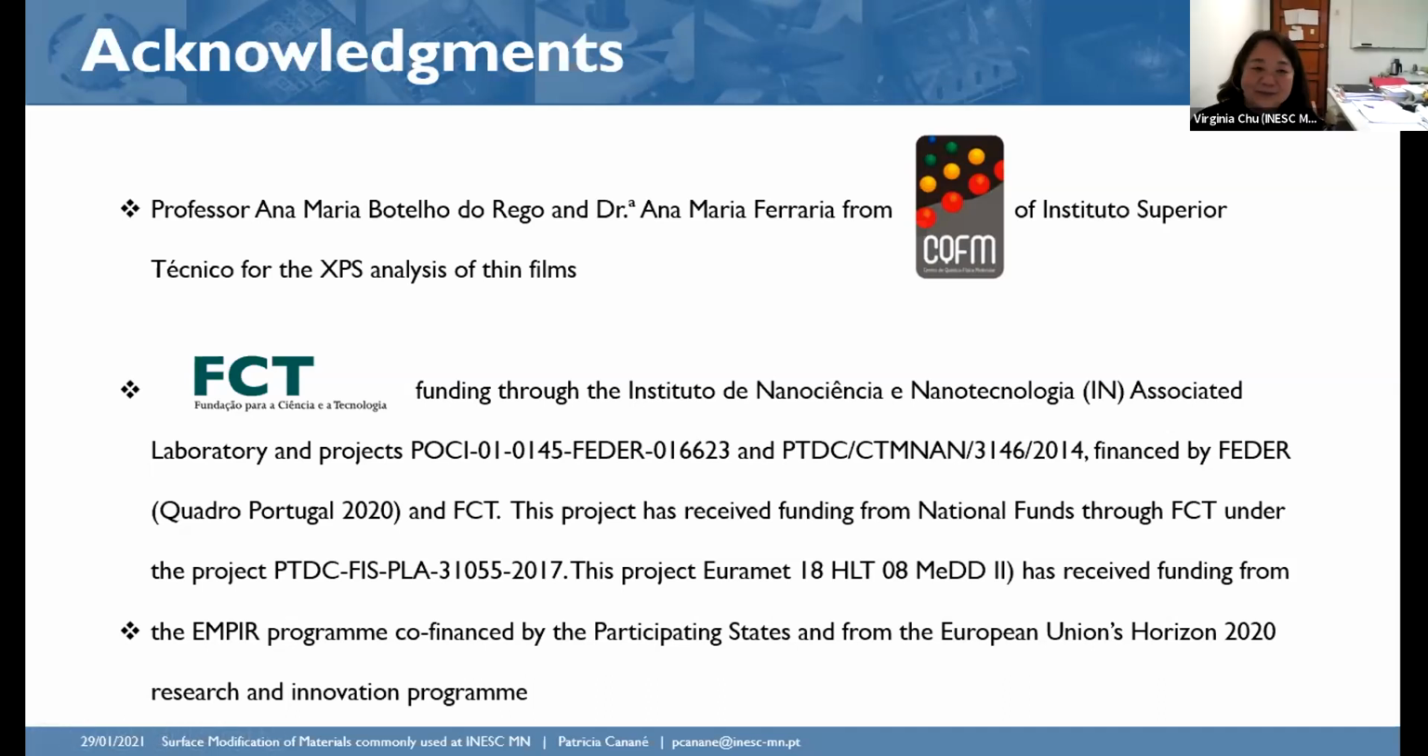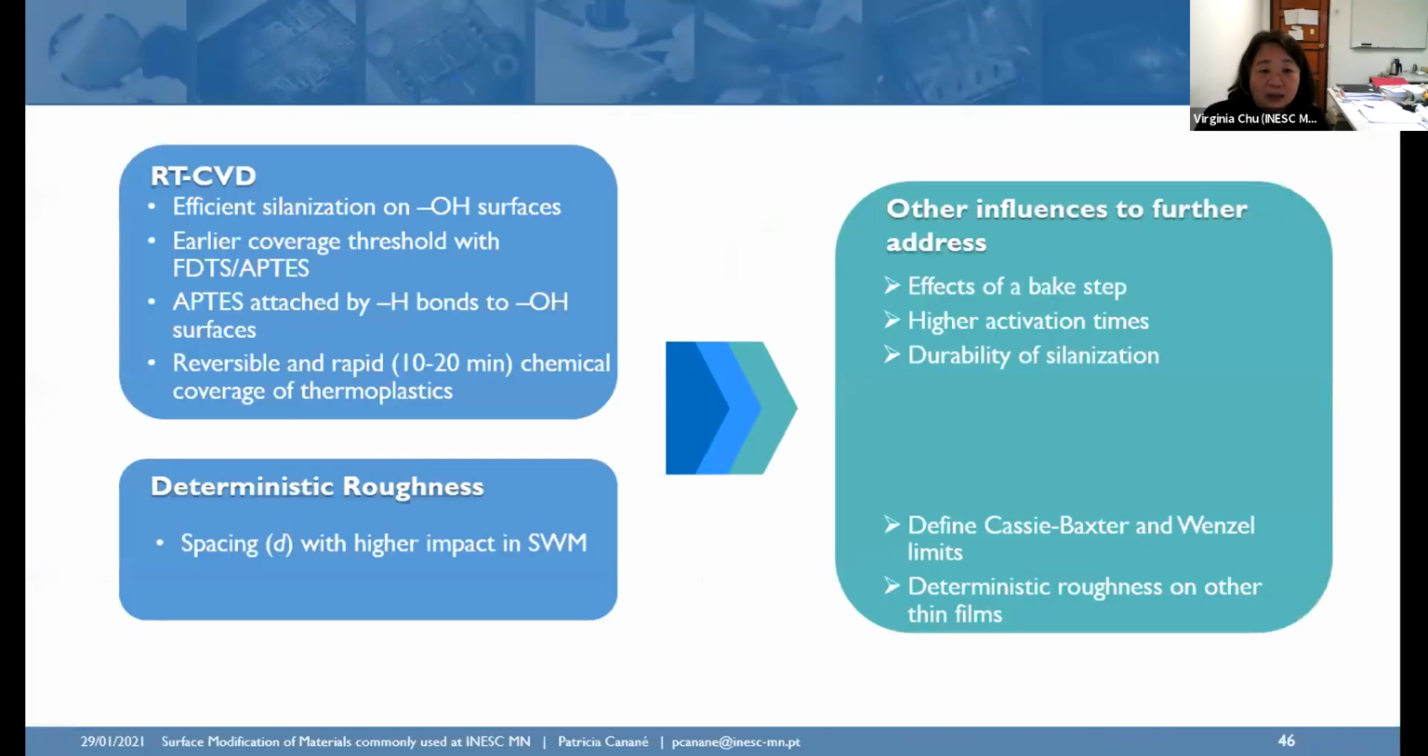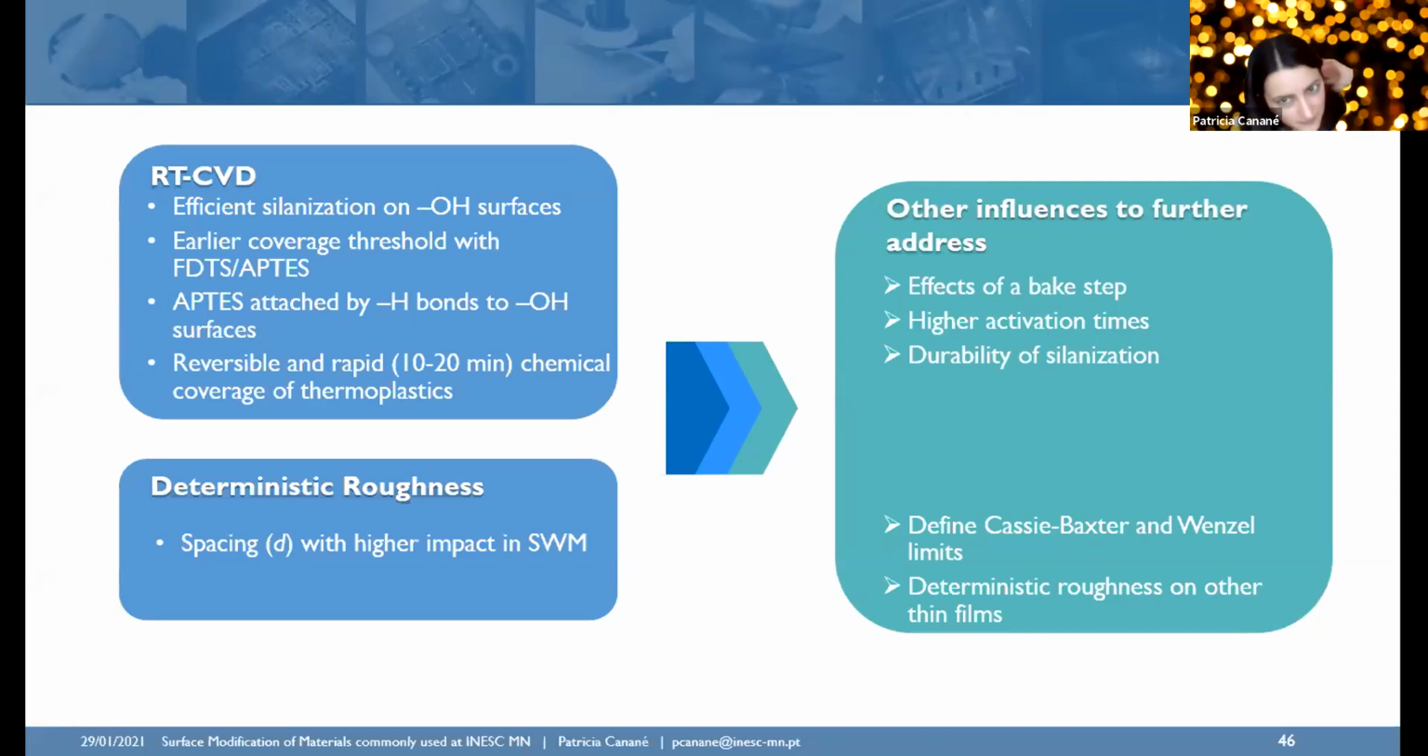Thank you, Patricia. That was a very nice talk. I don't know if you have a lot of experience giving talks, but it was very well done. I just have a question. You mentioned at the end that one of the things you're going to be working on is the stability, or the durability, of the silane. The durability. Yeah. So that was my question.